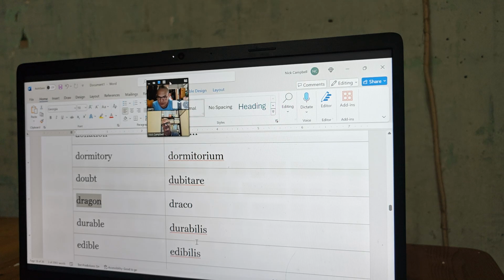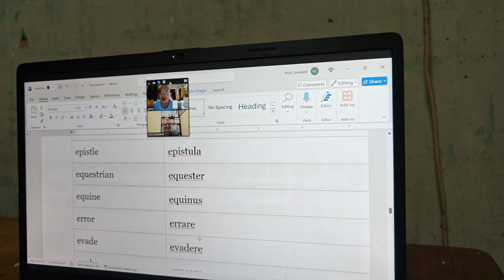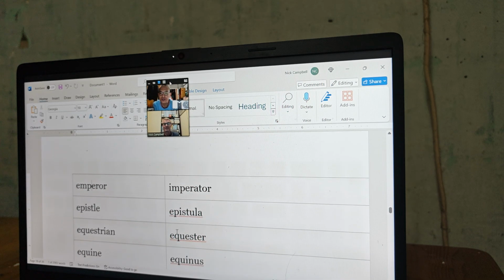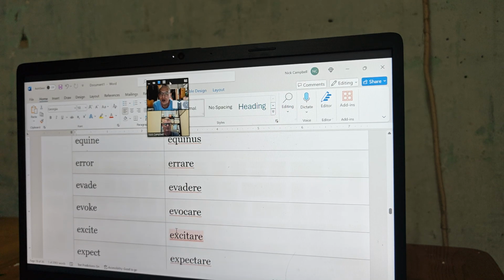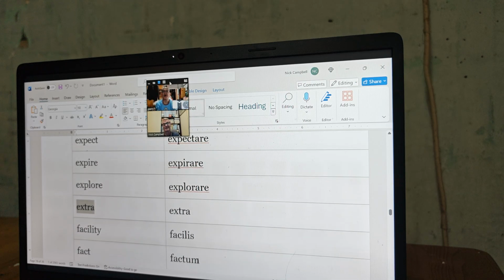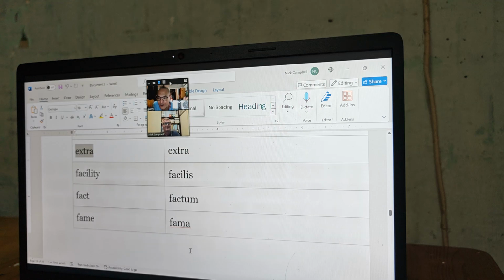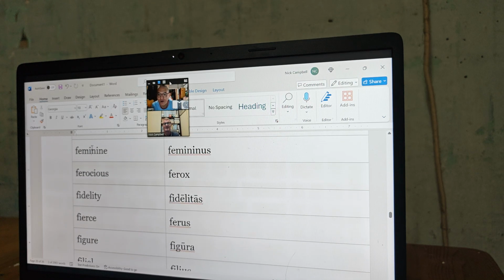Dragon, even the word dragon comes from Latin, Draco. So many here. Emperor comes from Latin because of course they had Roman history, right? Expect, or extra, even extra. Look at some simple words that we have. Look at fat here, we have fat, fame, a lot of them, right? Feminine, fierce.